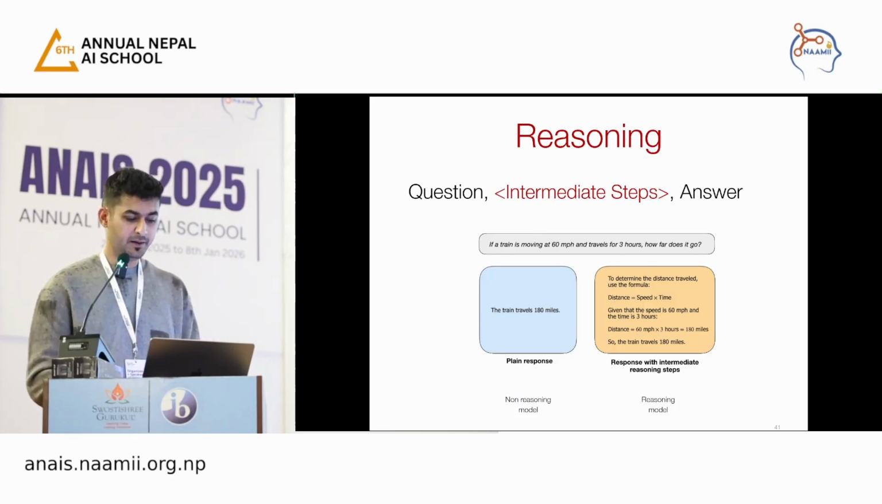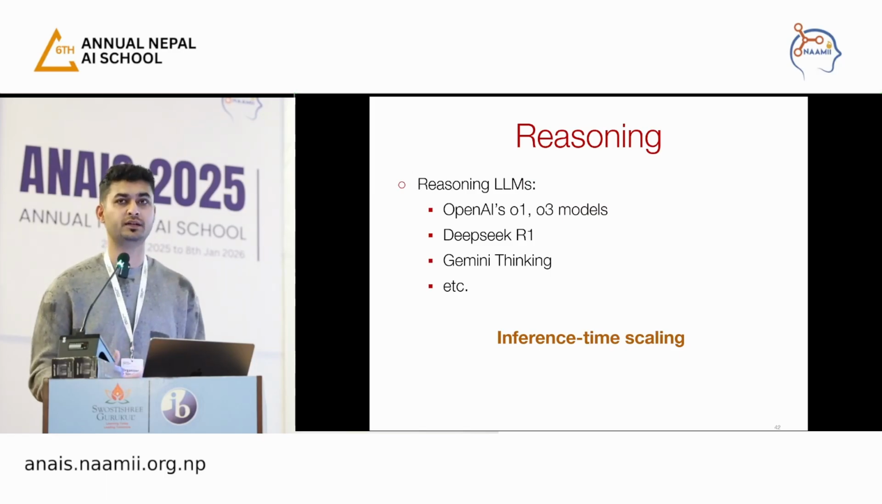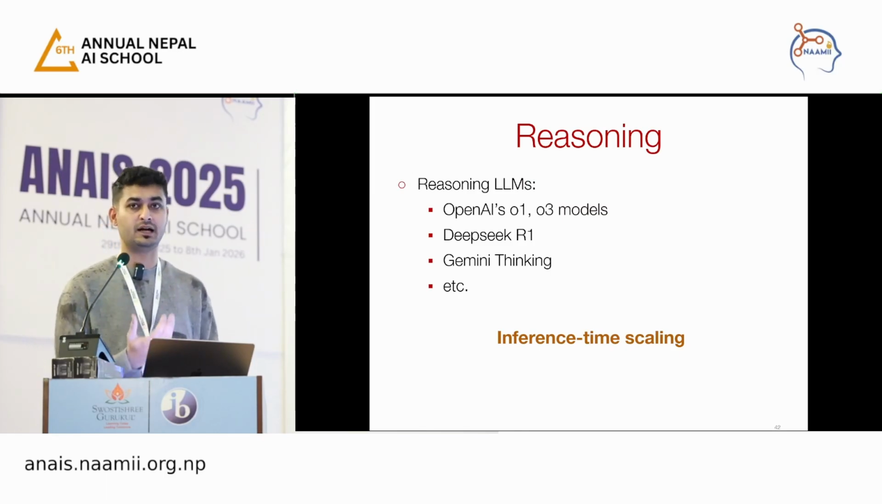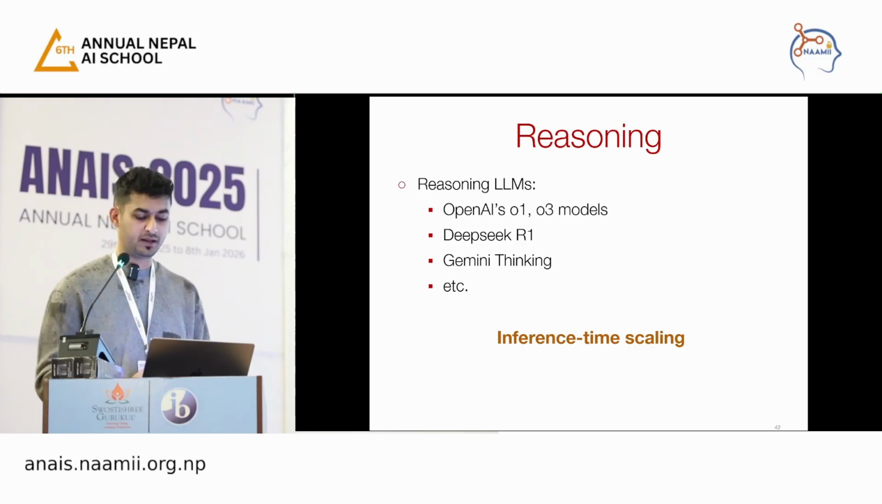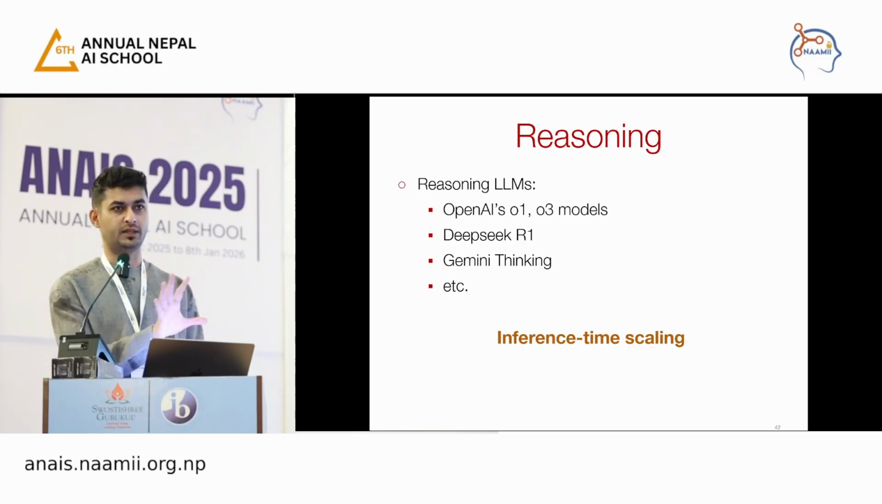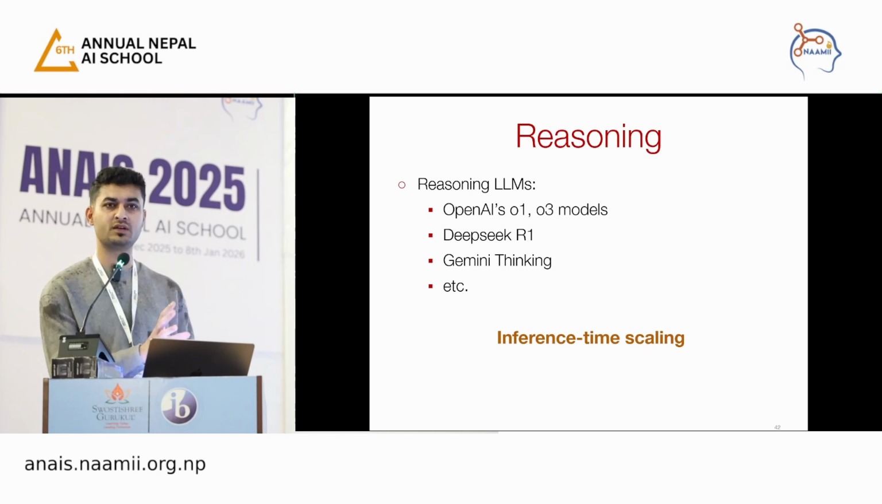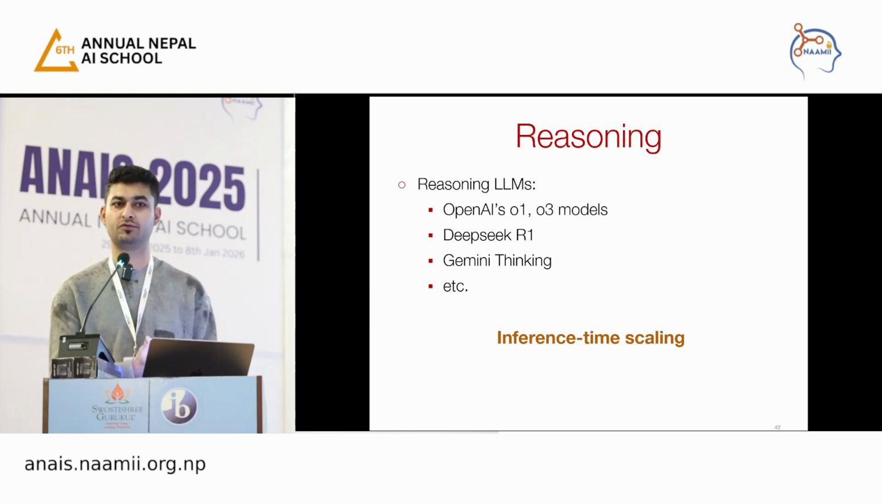But now we have a new category of very powerful AI systems called reasoning LLMs. It started primarily with OpenAI's O1, and the development of O1 involved folks who actually developed chain of thought reasoning.